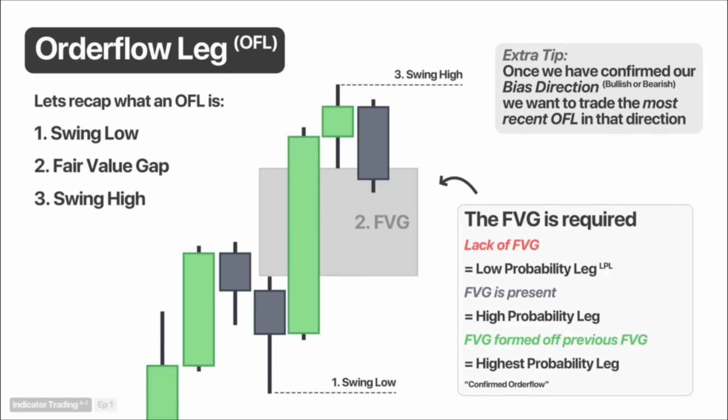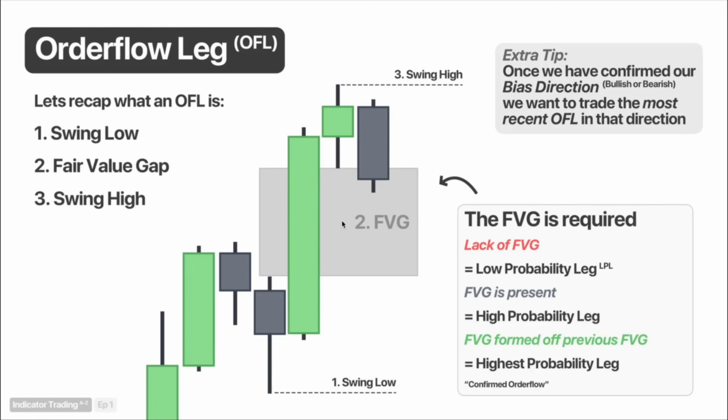And just for my newer guys watching these videos, if you have no idea what a premium or discount array is, remember what I mentioned earlier in the video. A discount array is simply a support level. So that can be a bullish fair value gap. A premium array is a resistance level. So that could be a swing high.